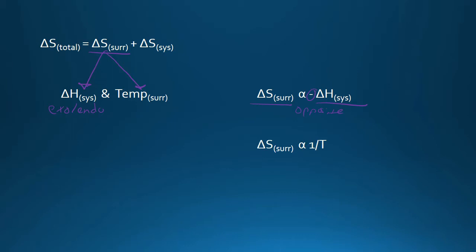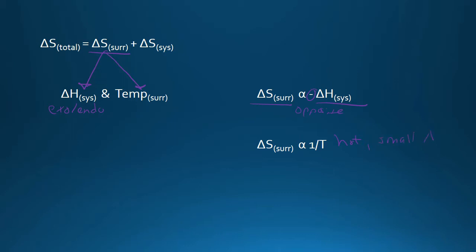And then the delta S of the surroundings is proportional to 1 over temperature. And so this all depends on the surrounding starting temperature. So if the surrounding temperature is hot, so we're working in a hot classroom, it's a hot day, whatever, those molecules already have a lot of average kinetic energy. So any entropy being added, you're going to see a small change.